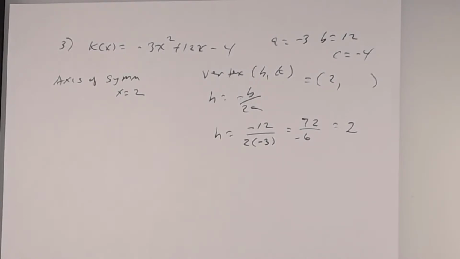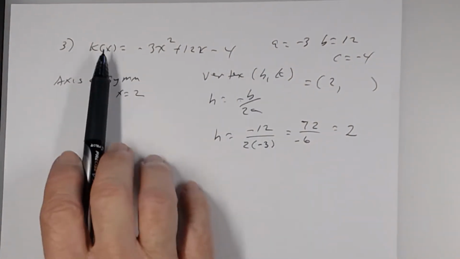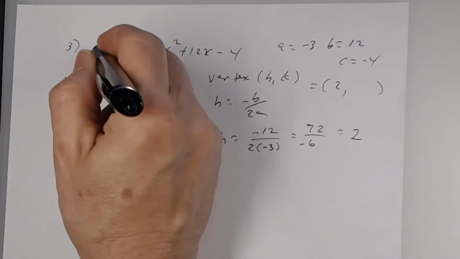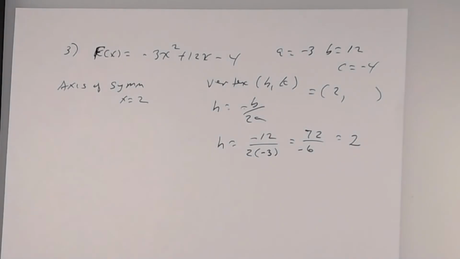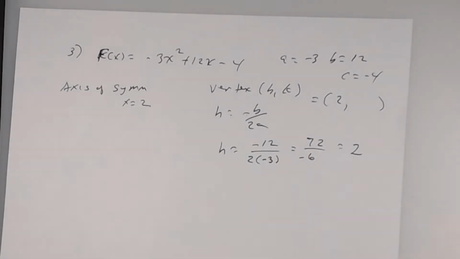All right, now once you find h, how do you find the y value? How do you find k? Plug in 2. Yeah. Now, don't confuse, I should have been a little bit more careful. Don't confuse this k with this k. Is that clear? So maybe I should have just called it f of x, so that k of x was not the same thing as this k.